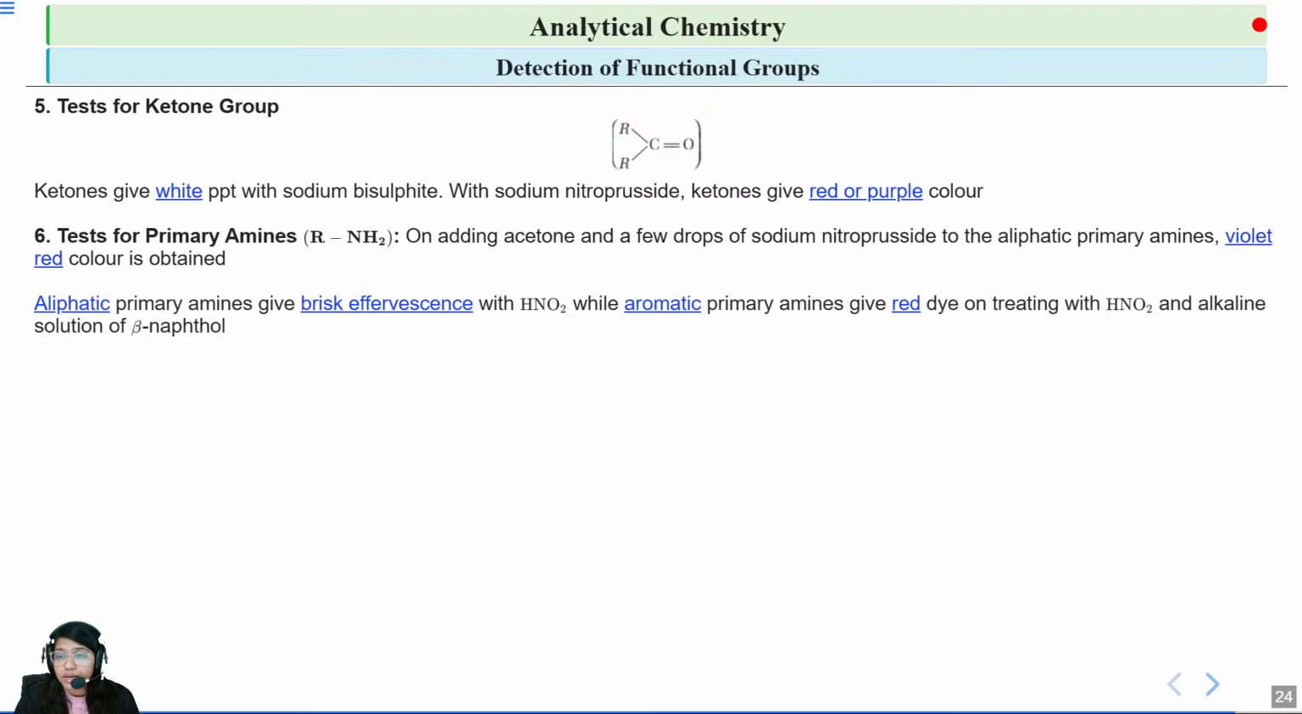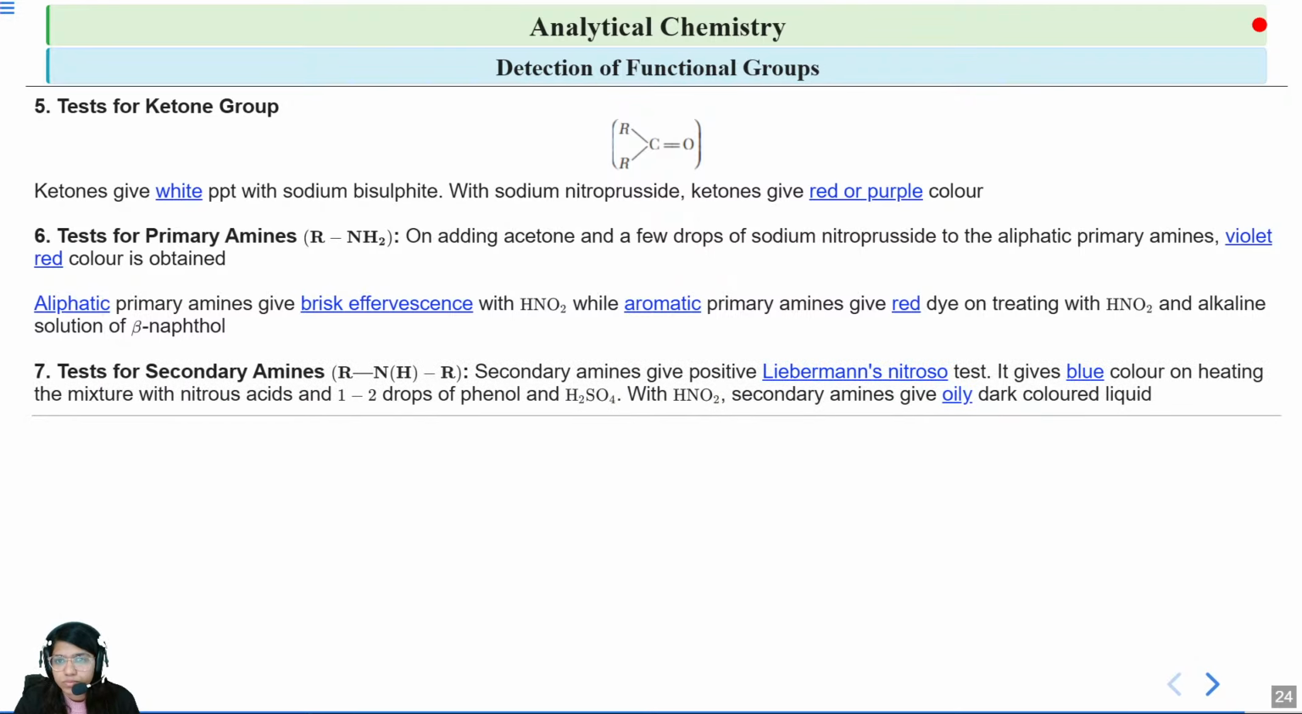Aliphatic primary amines react briskly, vigorously with nitrous acid. What is the formula of nitrous acid? It is HNO2. So, aliphatic primary amines react with HNO2 to release nitrogen gas, causing effervescence, while aromatic primary amines, when treated with nitrous acid and an alkaline solution of beta-naphthol, form a red dye, which is called azo dye, through electrophilic substitution and coupling reactions, which are widely used in dyeing industries.